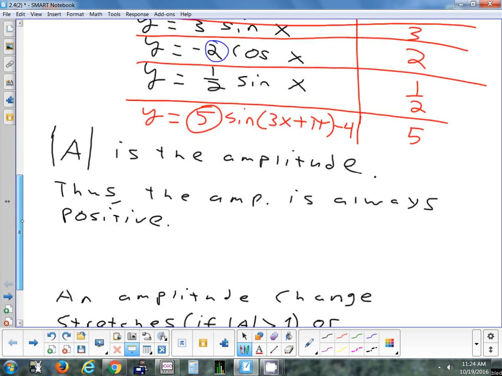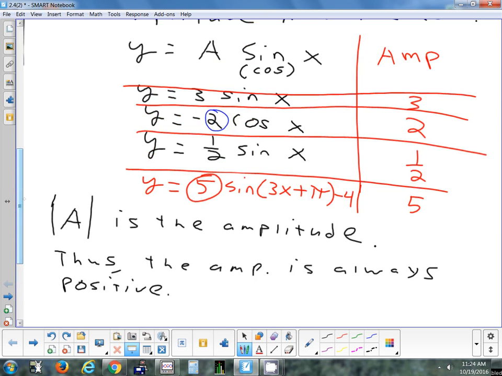Okay, let's look at the ones we just did. The first one, is that going to stretch or compress? Stretch. Yep. Second one? Stretch. Third one? It's going to compress. And the last one? That stretches. And if we wanted to be more specific, we could say it stretches by a factor of 2, factor of 3, whatever.